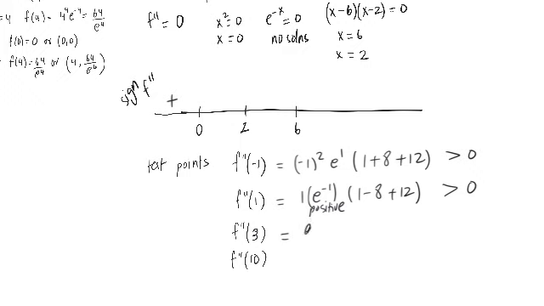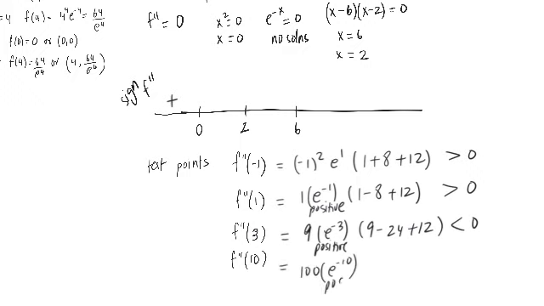For 3, I'm going to get 9 e to the negative 3, which is still positive, and then 9 minus 24 plus 12, and that I believe is, let's see, negative 15 plus 12. This one is negative. And then 10 is going to give me 100 e to the negative 10, which again is positive, and then 100 minus 80 plus 12, which is positive. So my concavity sign chart for f double prime is going to look like plus, plus, minus, plus.